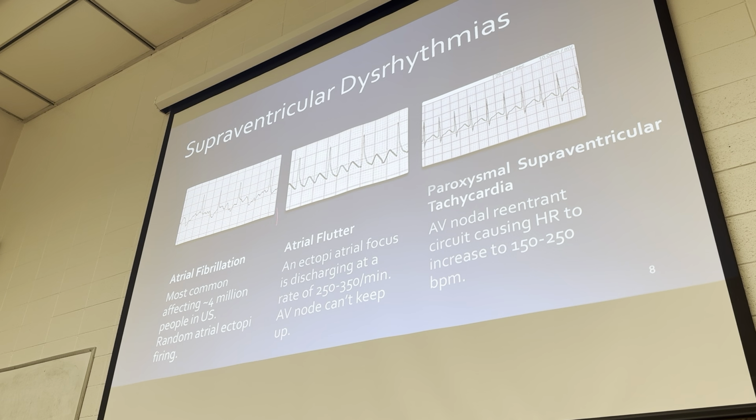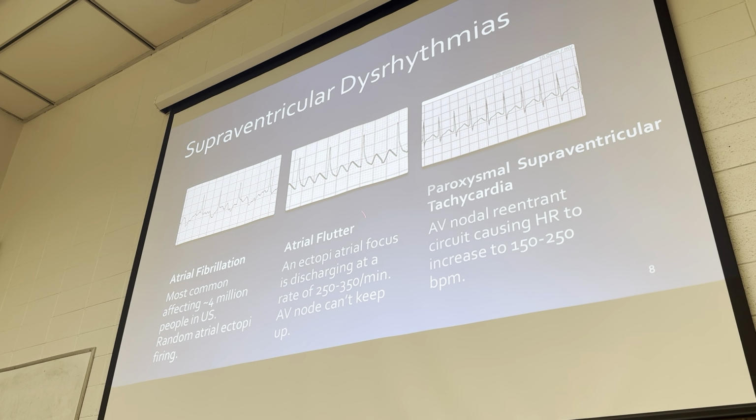Okay. So again, among our supraventricular dysrhythmias, we have atrial fibrillation. This is where we start to see multiple ectopic foci, just different spots in the atria, all speaking up, saying, hey, let's go. So we just have a bunch of jumbled activity, and the atria start to quiver, so it's not effective pumping in the atrium. This is the most common dysrhythmia, and it affects about 4 million people in the United States. It is one that you should definitely become very familiar with because you will see it a lot.